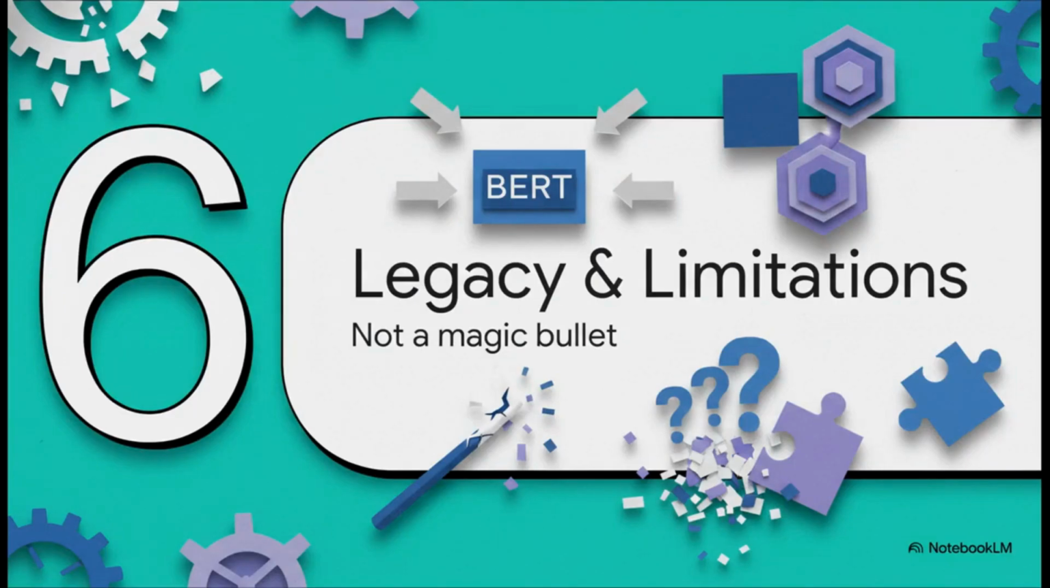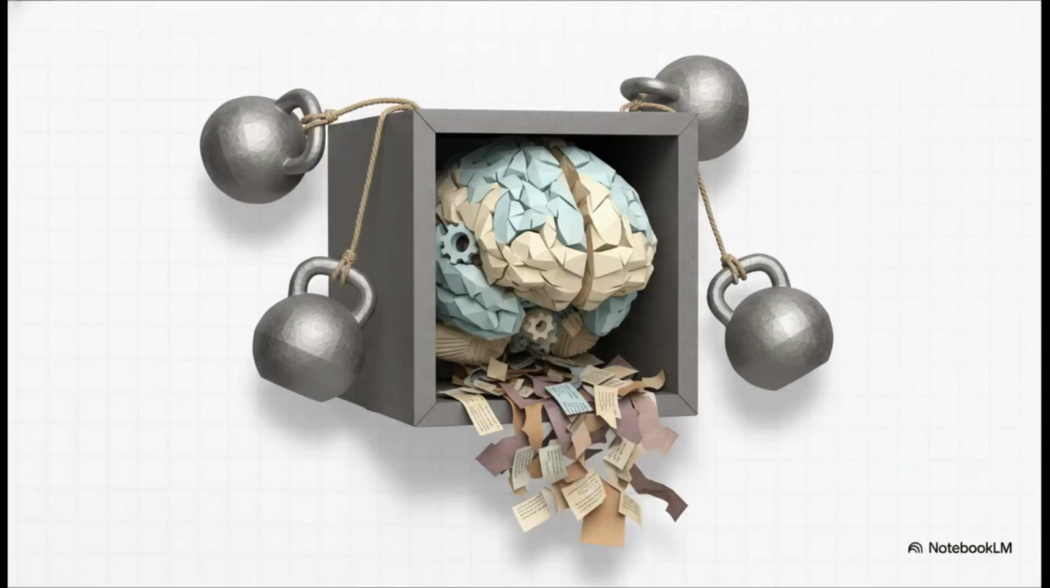Section 6, Legacy and Limitations. Taking an impartial look, it's important to see where this architecture falls short and what evolved from it. We definitely must note that BERT is not perfect. It's computationally very heavy and requires massive memory compared to older models. It also has a strict 512 token input limit, meaning you can't just feed it a whole book at once. You literally have to chop the text into chunks.